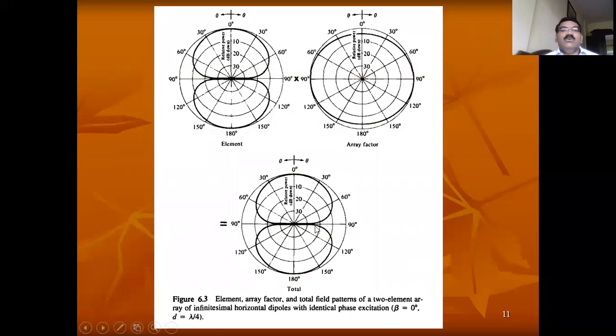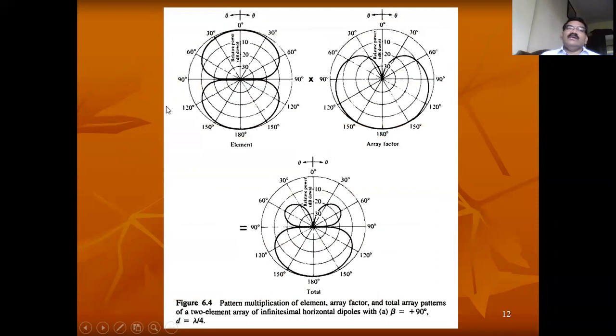Now here you can see this is the element, a single dipole element, and this is the radiation pattern that we discussed. And this is the array factor. If we multiply this, then we will get this. As a result, compared to this, it is a little bit more directive. If you put in more elements, it becomes more directive. We'll discuss the impact afterwards. So this is the basic functioning of the array factor, and the array factor is the most important.